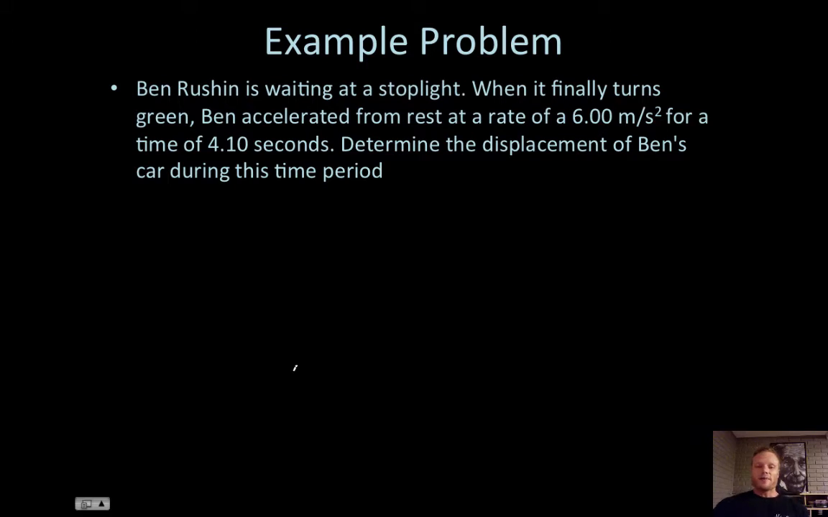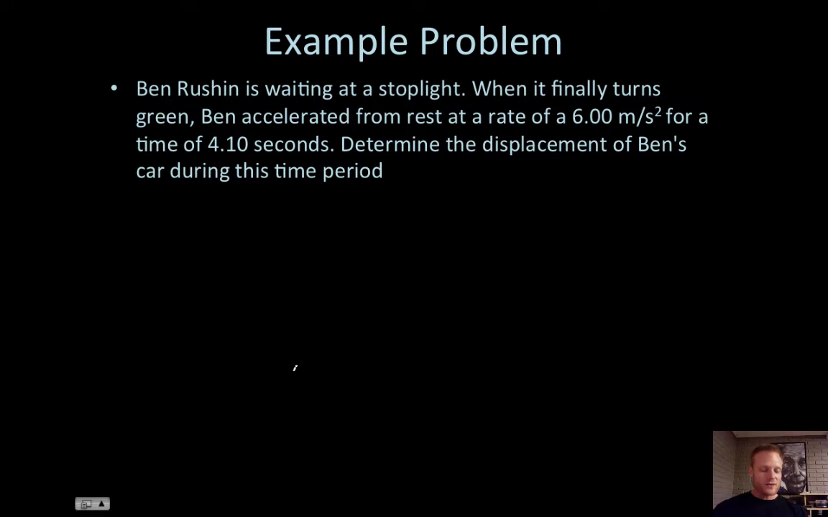It says, Ben is waiting at a stoplight. When it finally turns green, Ben accelerated from rest at a rate of 6.0 meters per second squared for a time of 4.1 seconds. Determine the displacement of Ben's car during this time period. Okay, so we're looking for the displacement of Ben's car.